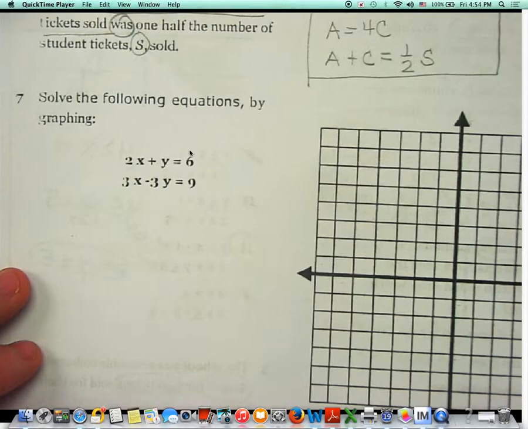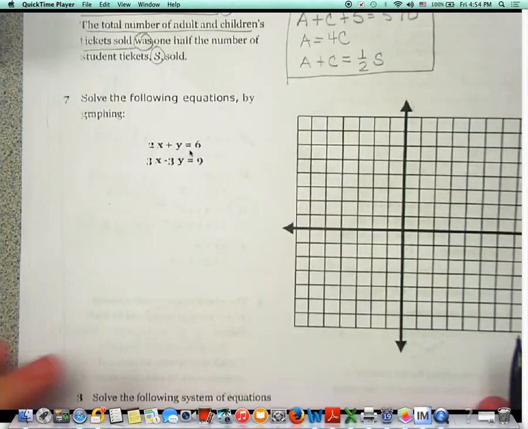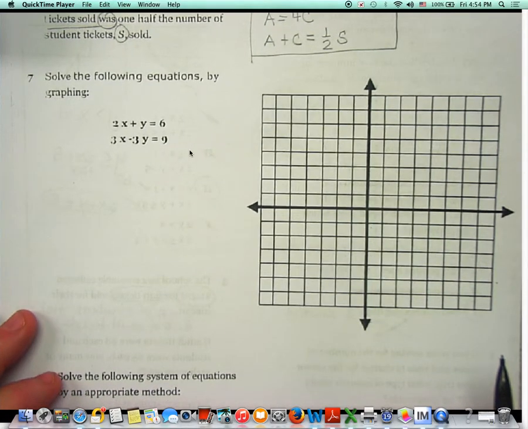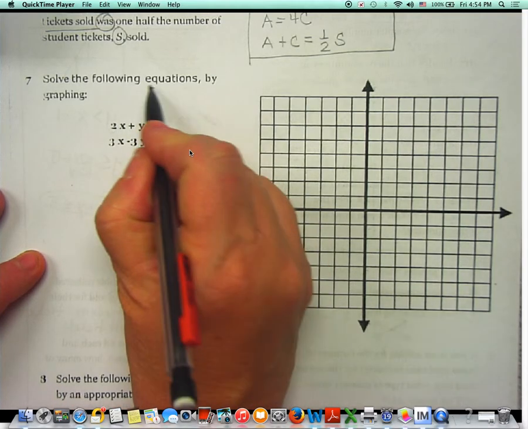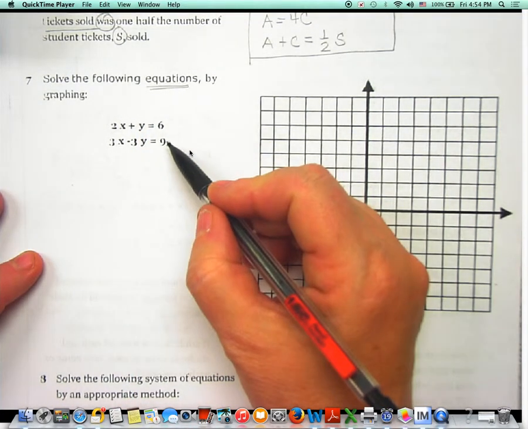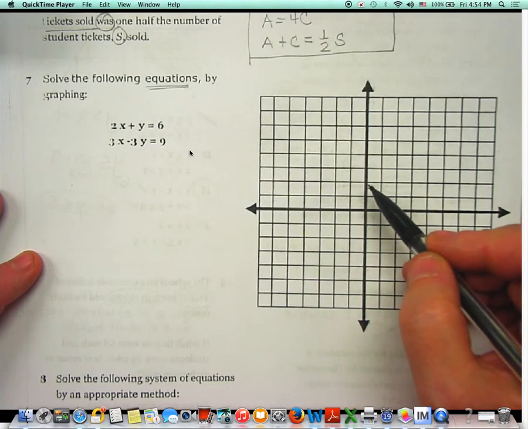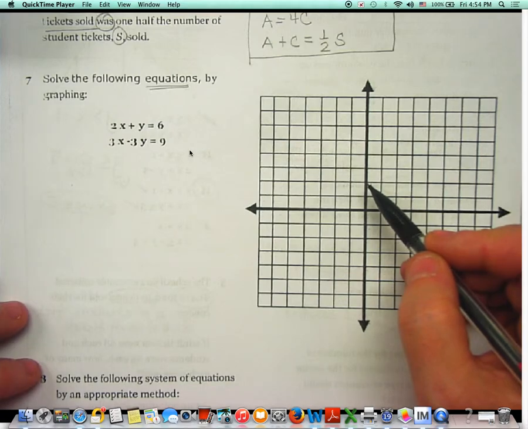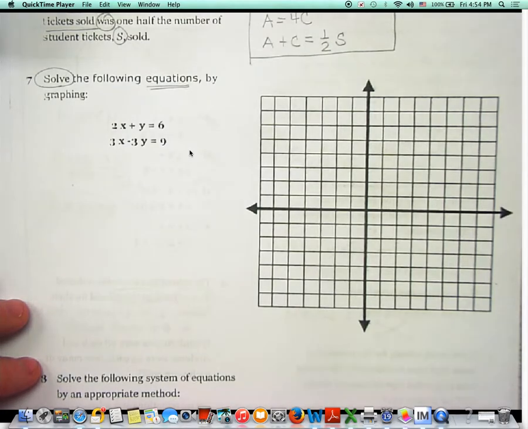All right, we're continuing the Unit 4 review, and this question, number 7, says solve the following equations by graphing. Okay, so these are equations, not inequalities. So these are going to be lines, and we're going to graph them on the graph paper here, and then find where they intersect, and that'll be our solution. And it does say solve, so we have to write the solution at the end.